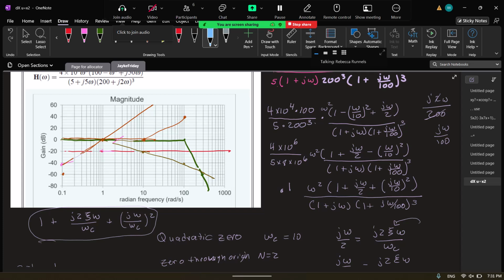Okay, so I'm starting at negative 60, and for right now I have a slope of plus 40. And so when I'm going to go all the way up to 20 when I get to 1. And when I get to 1, I now have added my simple pole.